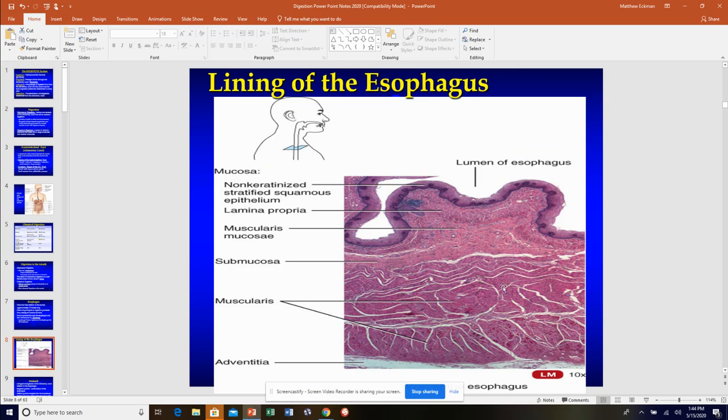Looking at the lining of the esophagus in this microscopic cross section, we can see the lining that's covered by saliva, and then all this is muscle, the muscularis, and this muscle is there to squeeze that material down to the stomach.